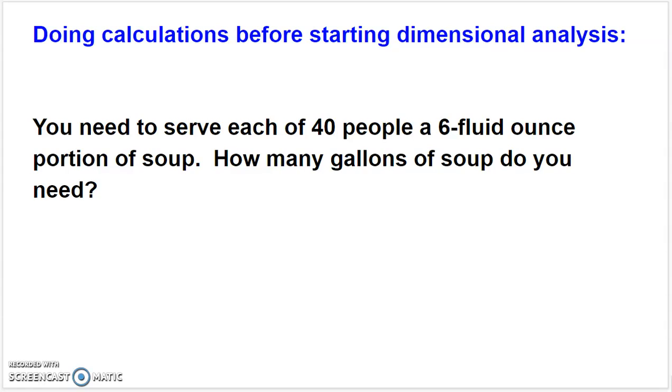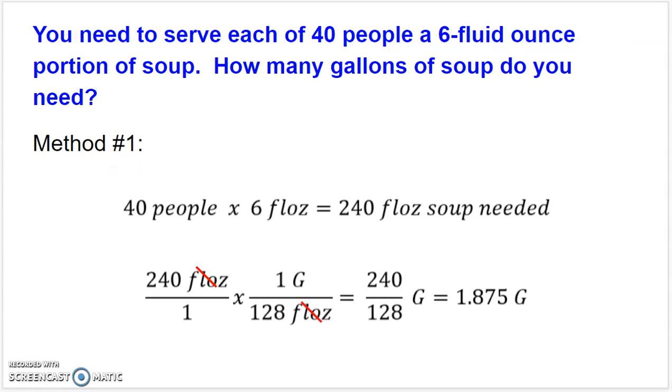So another thing that comes up sometimes is you'll run into problems where you need to do a little work before you start the dimensional analysis. So here's an example. You need to serve each of 40 people a 6 fluid ounce portion of soup. How many gallons of soup do you need? So there's actually a couple of ways to do this. The first way is probably the most intuitive to you.